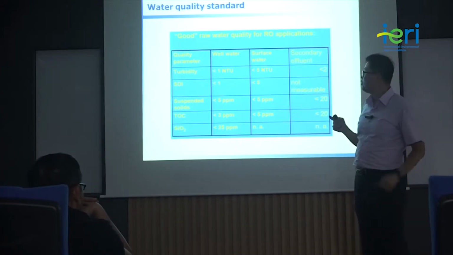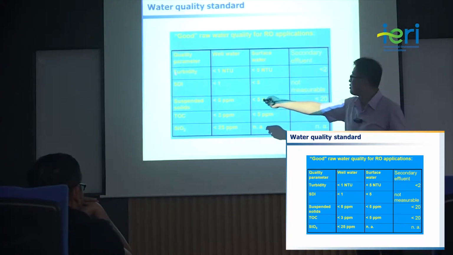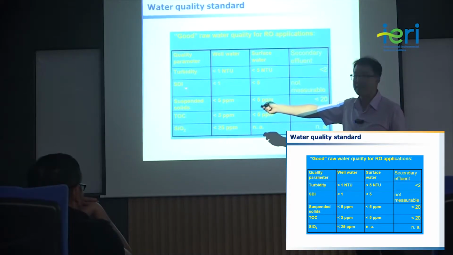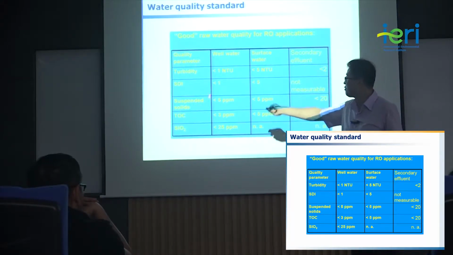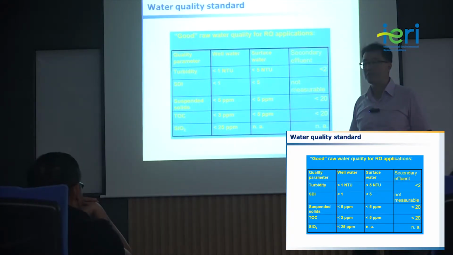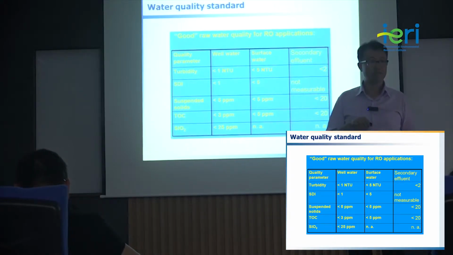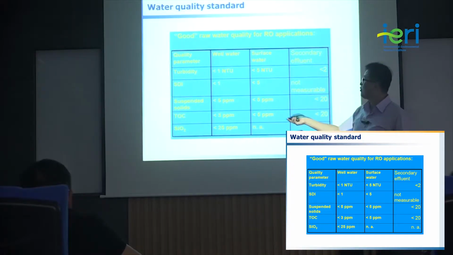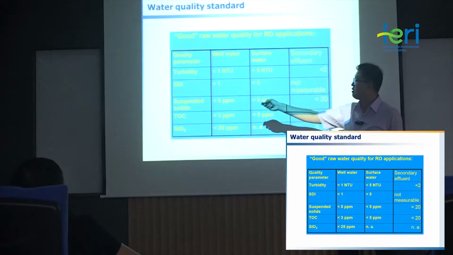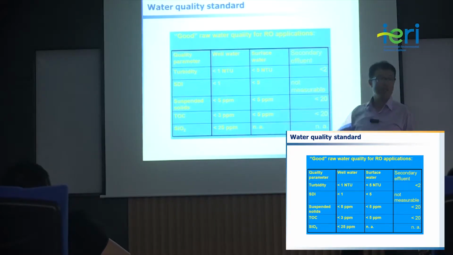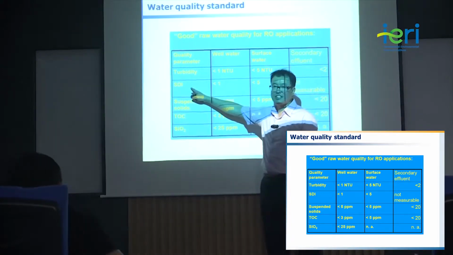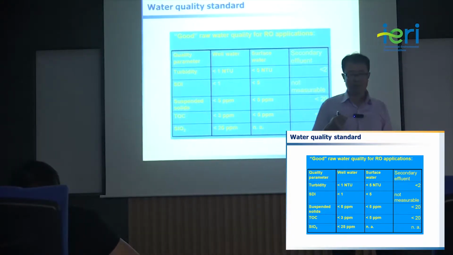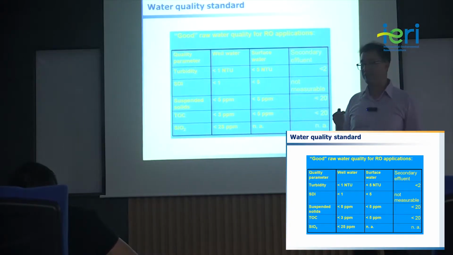So you need to look over turbidity, SDI, which is called silt density index, and suspended solids. These represent particulate matter in the seawater. Usually people are using SDI. What is SDI? It is called silt density index. This is for the particulate matter concentration in the seawater.